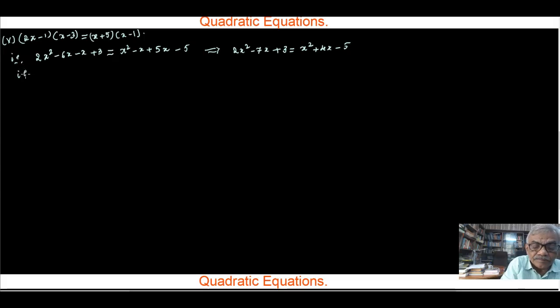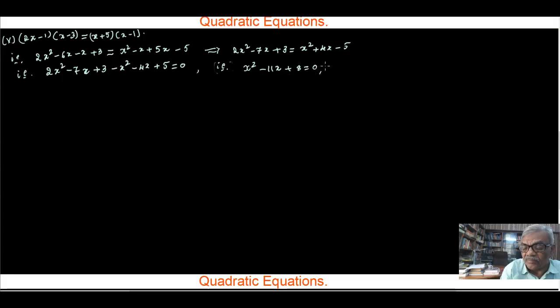That is 2x square minus 7x plus 3 minus x square minus 4x plus 5 is equal to 0. That is, minus x square plus 2x square means x square, and minus 7x minus 4x is minus 11x, 3 plus 5 is 8, equal to 0.